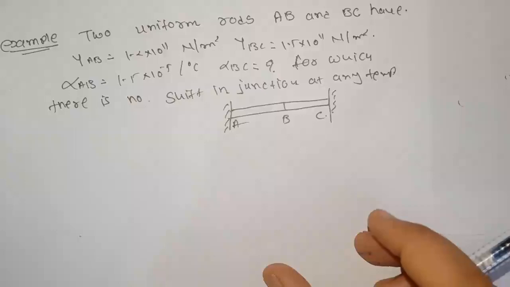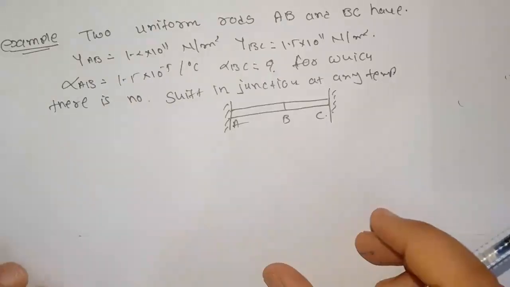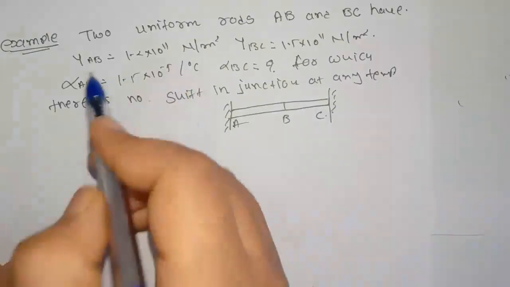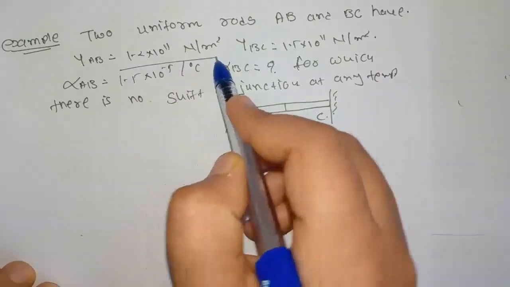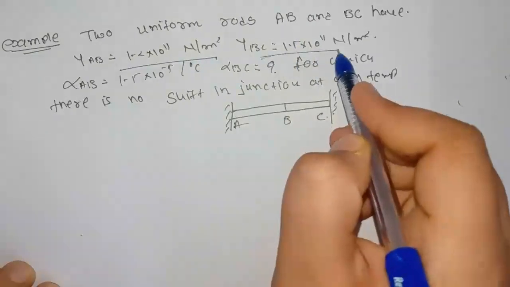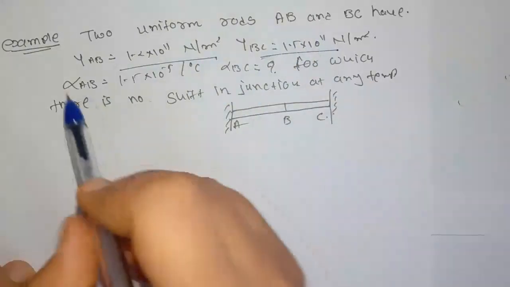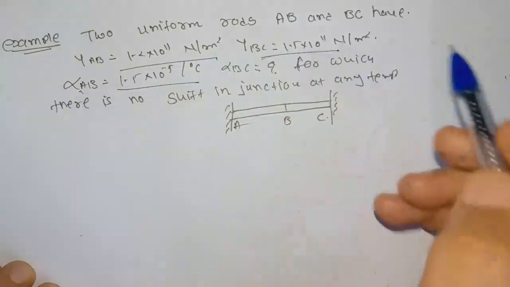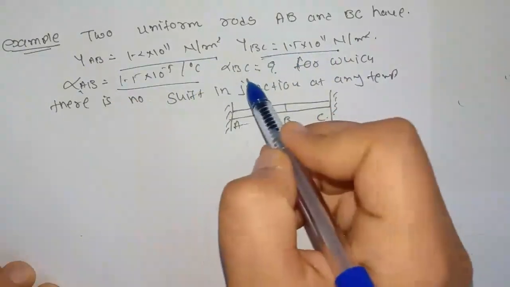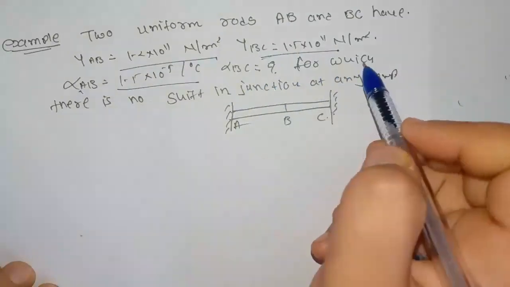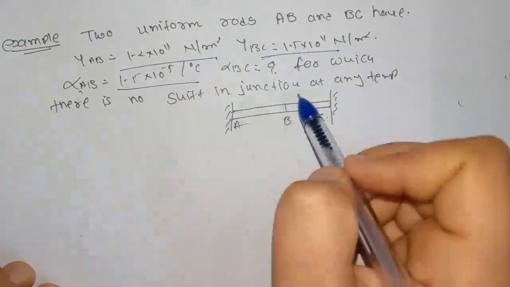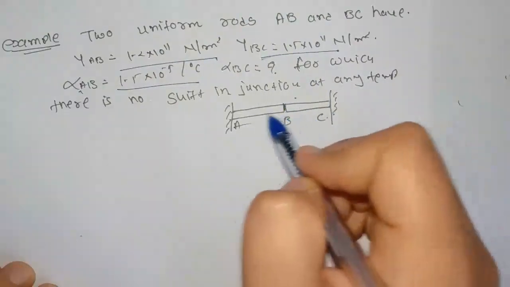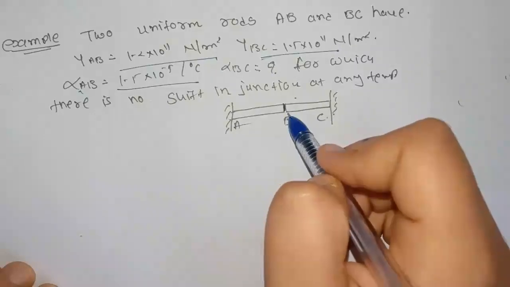In this example, two uniform rods AB and BC have Young's modulus given 1.2 into 10 power 11 Pascal and 1.5 into 10 power 11 Pascal. The alpha for AB is 1.5 into 10 power minus 5 per degree Celsius. We want to find the value of alpha BC, for which there is no shift in junction at any temperature. The junction B is not going to shift from this point.